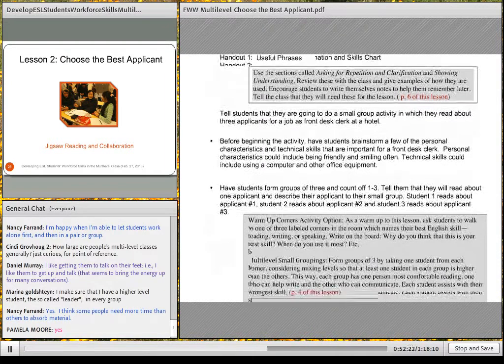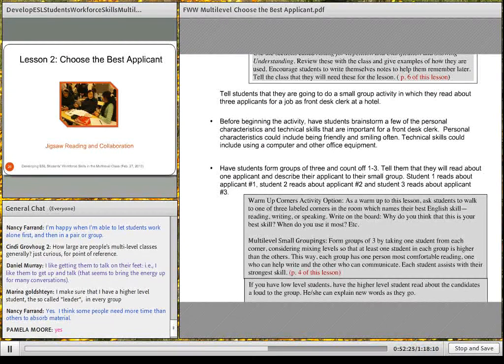Tell students that they're going to do a small group activity. Before beginning the activity, have students brainstorm. Well, in this section here, I made an adaptation down below. It says warm-up corners activity option, and this really helps me in the multi-level class. So as a warm-up, I ask students to walk to one of 3 labeled corners in the room that names their best English skill. So I put reading in one corner, writing in another, and speaking in another.